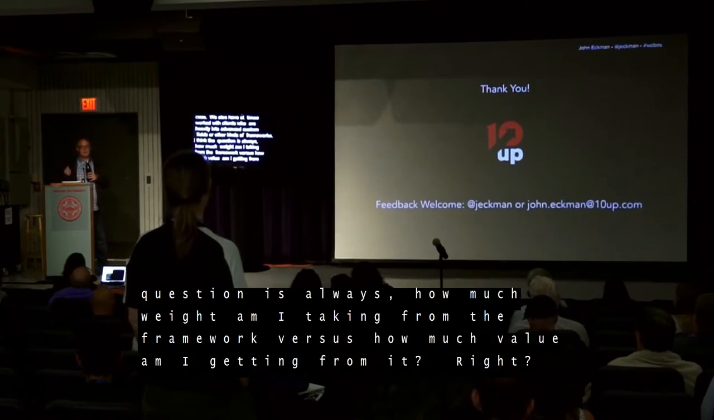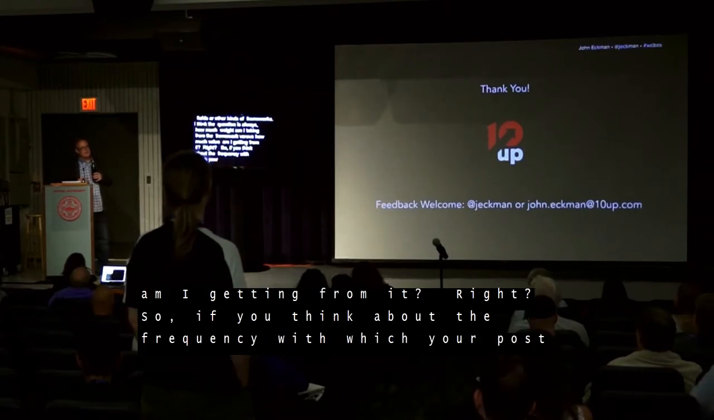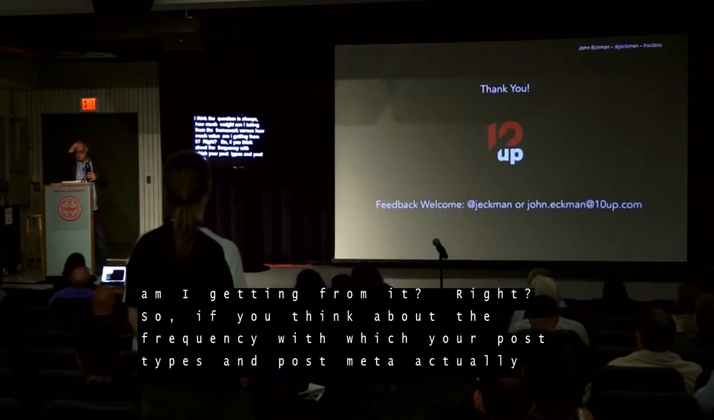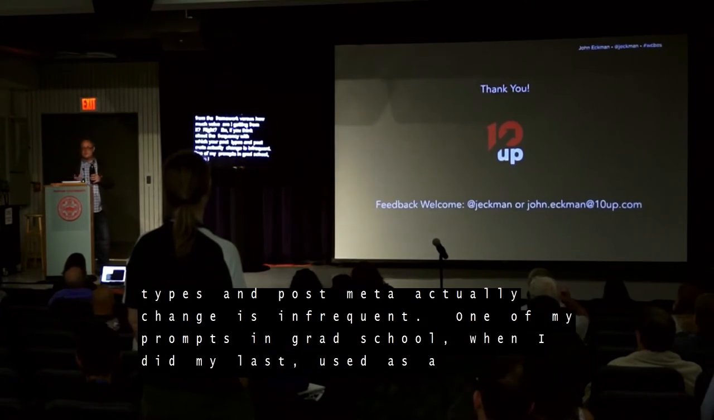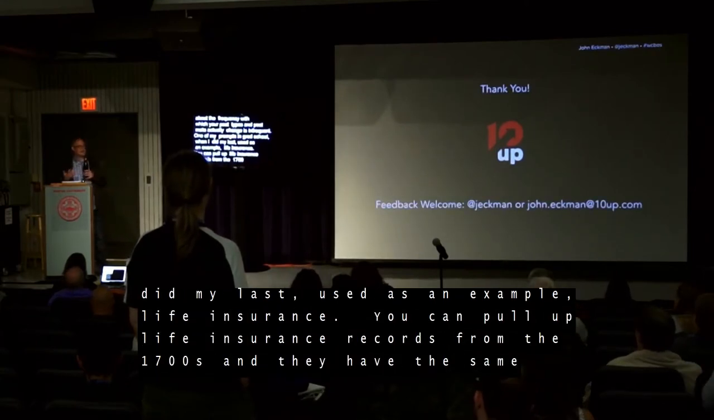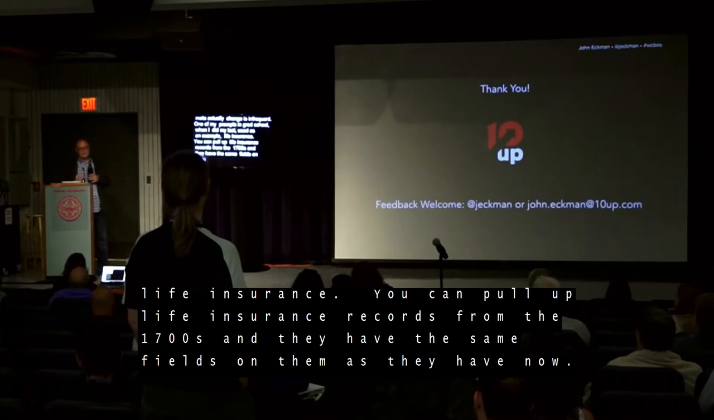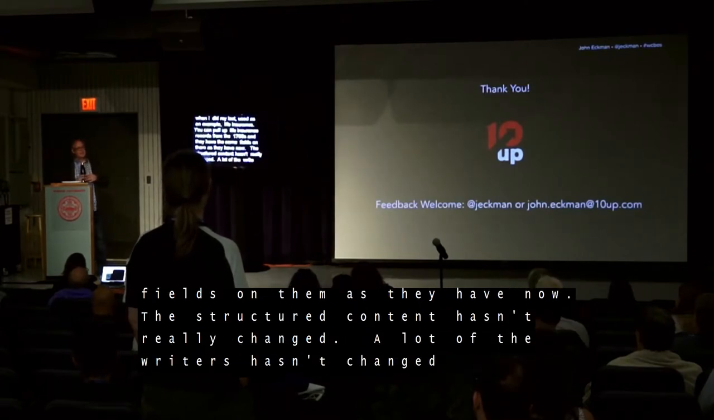If you think about the frequency with which your post types and post meta actually change, it is fairly infrequent. One of my profs in grad school, when I did my MIS, used life insurance as an example. You can pull up life insurance records from the 1700s, and they have the same fields on them that they have now, right? The structured content type hasn't really changed all that much. A lot of the writers have changed, but the core content types haven't changed that much.